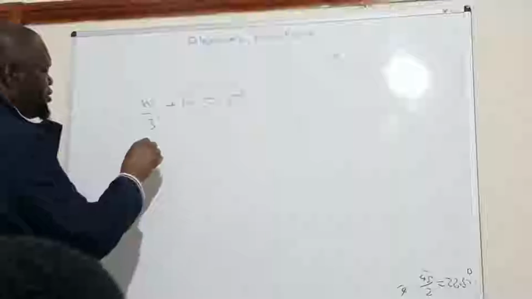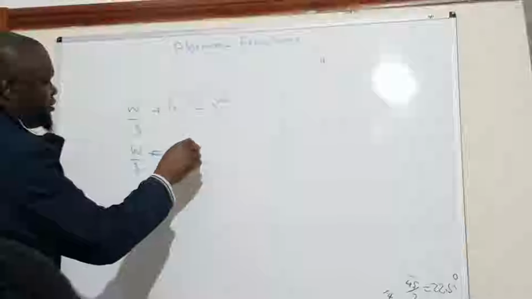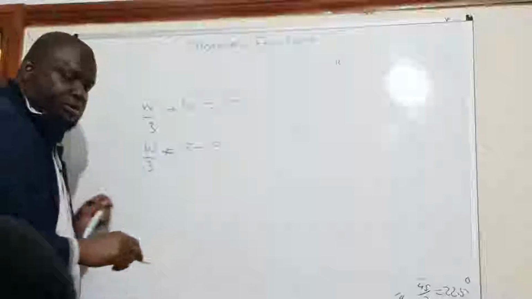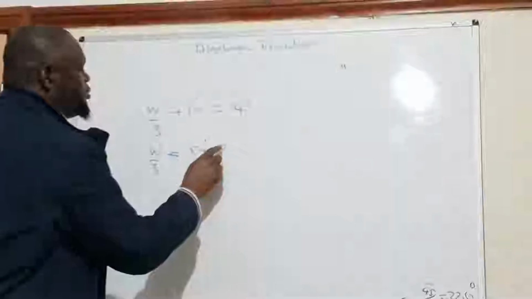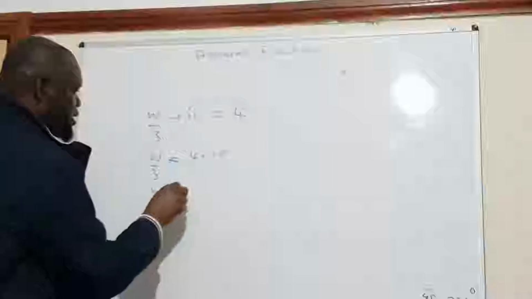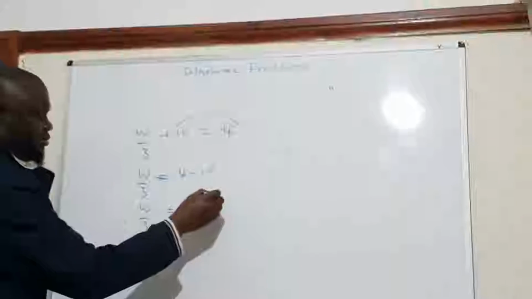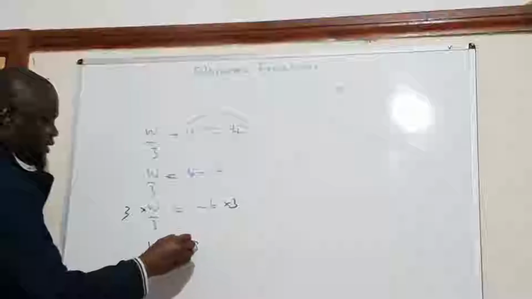Over the equation is, so W over 3 is equal to 5 minus 10. It's 4, not 5. It's equal to 4. Okay. So W over 3 is equal to minus 6. Now we can cross multiply, or you multiply both sides by 3. So W is equal to minus 18.